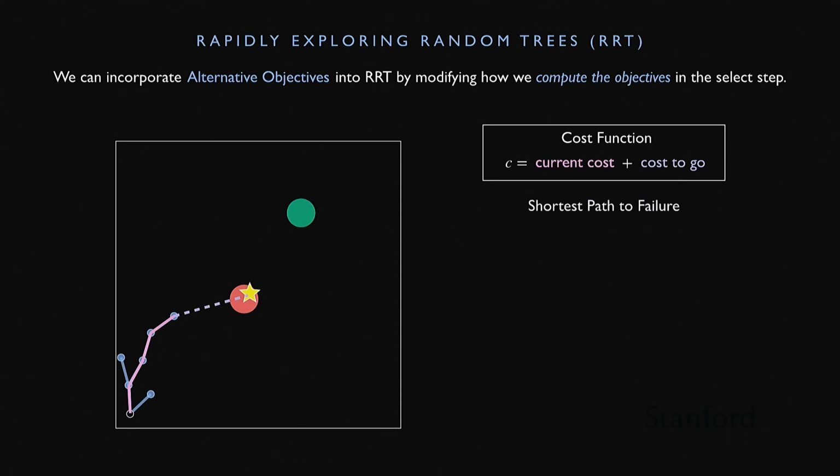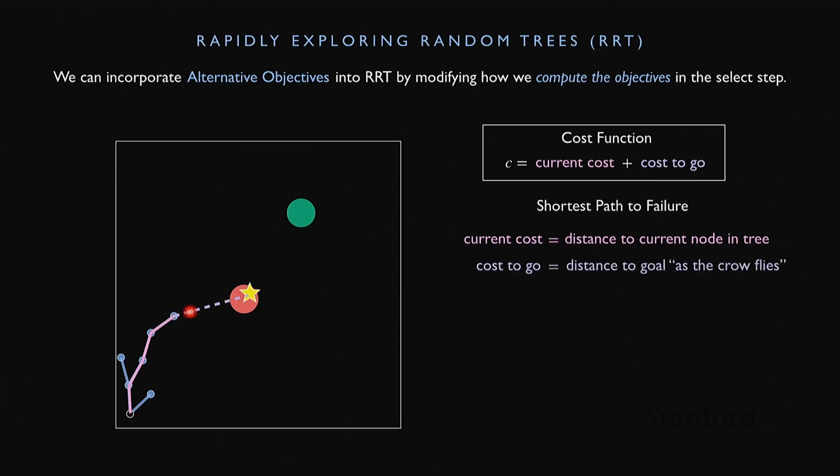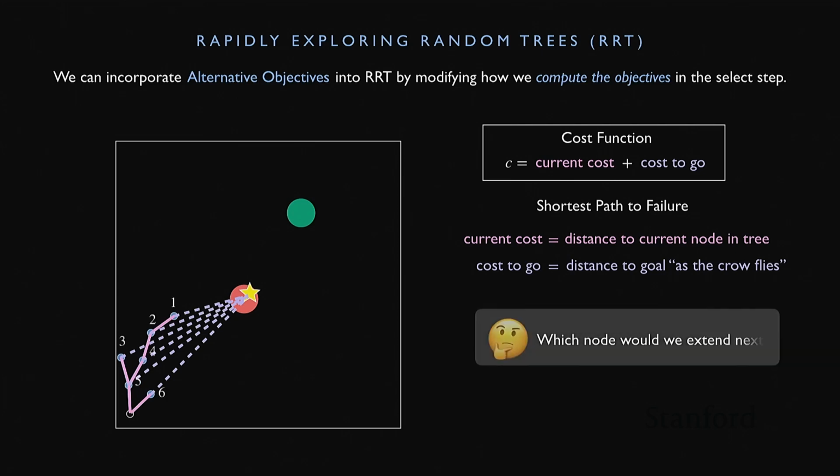And that's our cost to go. So for example, if we now want to find the shortest path to failure, our current cost would just be the distance to the current node in the tree, so this pink part here. And then our cost to go would maybe just be the distance to the goal as the crow flies, so whatever the most direct path to the goal is, what is that distance? And we'll add those together. Then we would compute this for all of our different nodes in the tree, and pick the smallest one to extend next. Looking at this, it's a little bit hard to tell, but does anyone have any guesses of which one we would extend next?